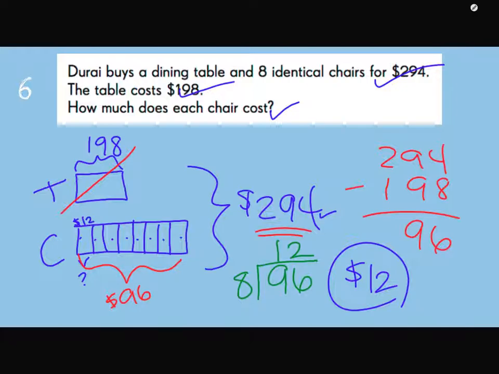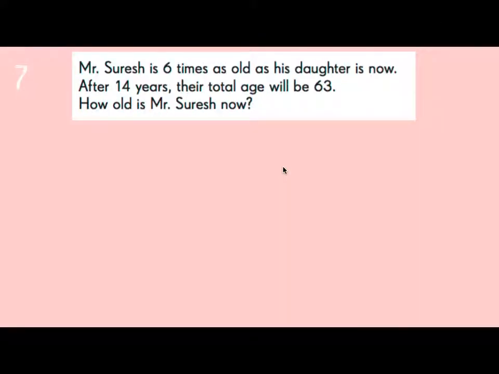Let's check out number 7. Mr. Suresh is 6 times as old as his daughter is now. After 14 years, their total age will be 63. How old is Mr. Suresh now?